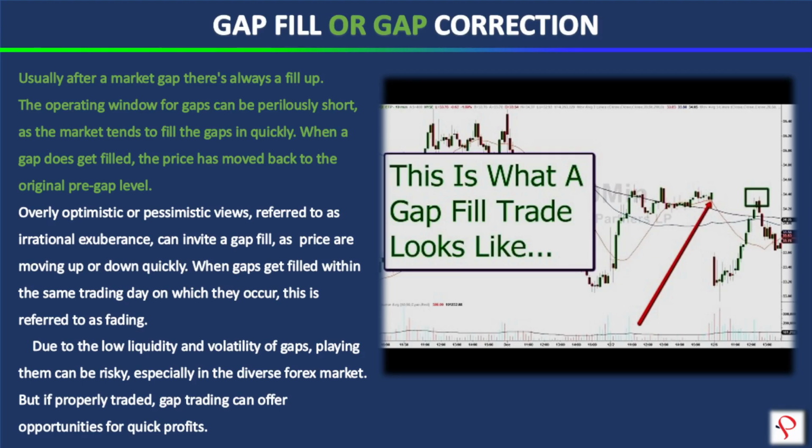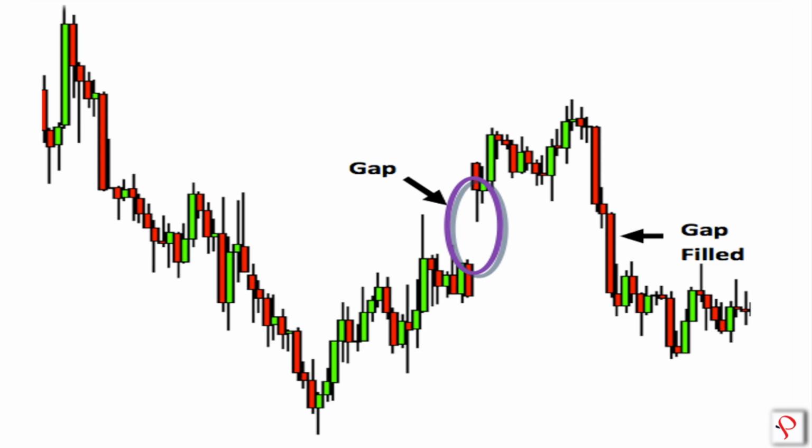So usually whenever there is a gap in the market, if that currency pair's economy is stable, the gap will always fill up. So that's what we call gap fill or gap correction. An example is what you're seeing in the picture. You could see how price gapped and later went back again to fill up that gap.